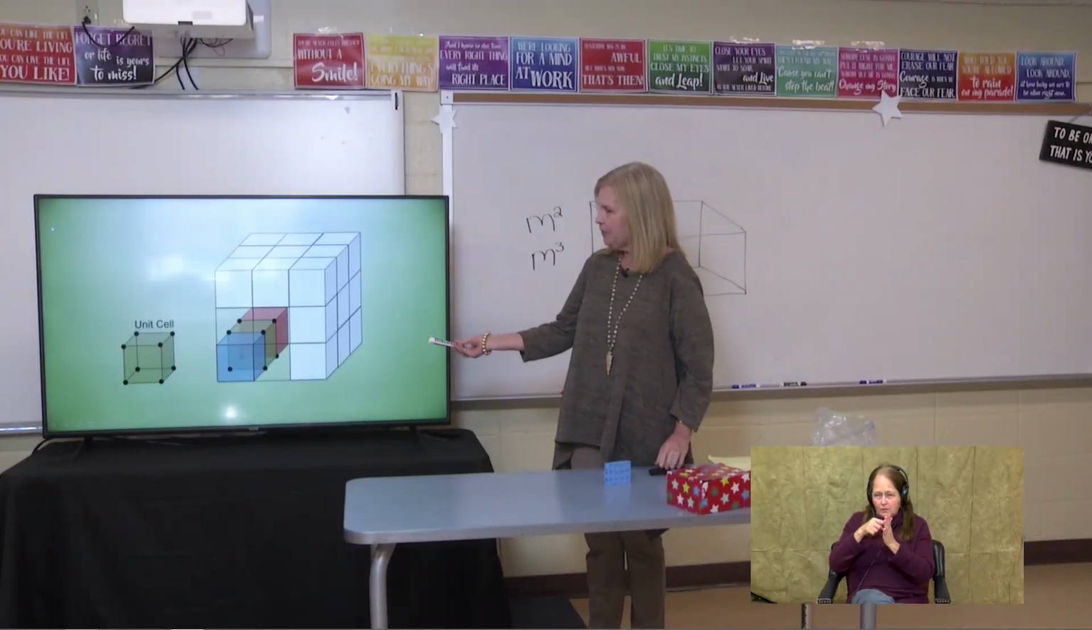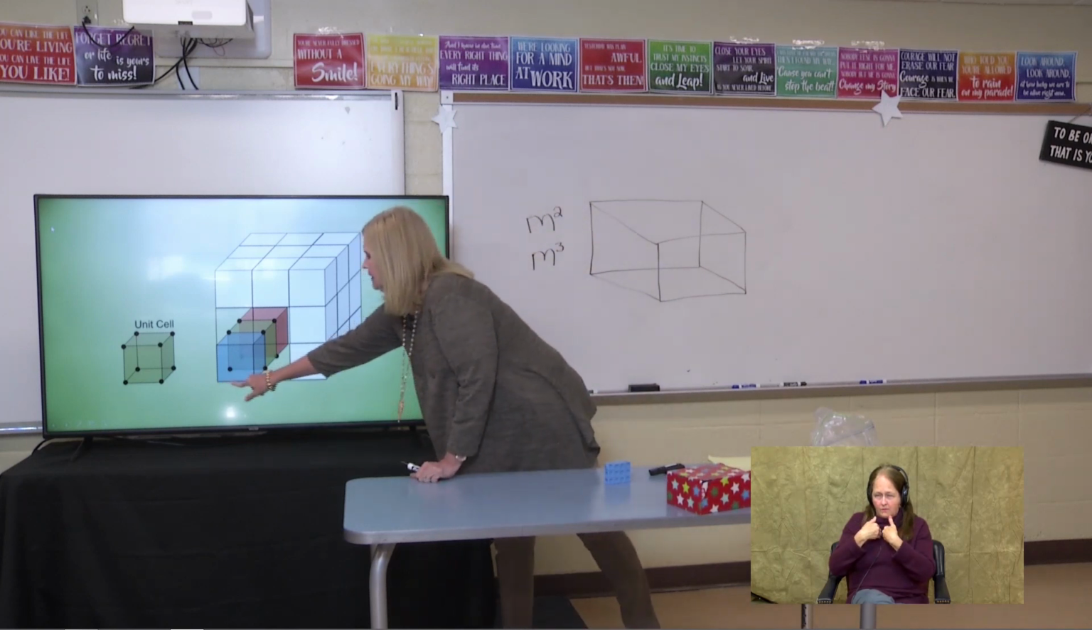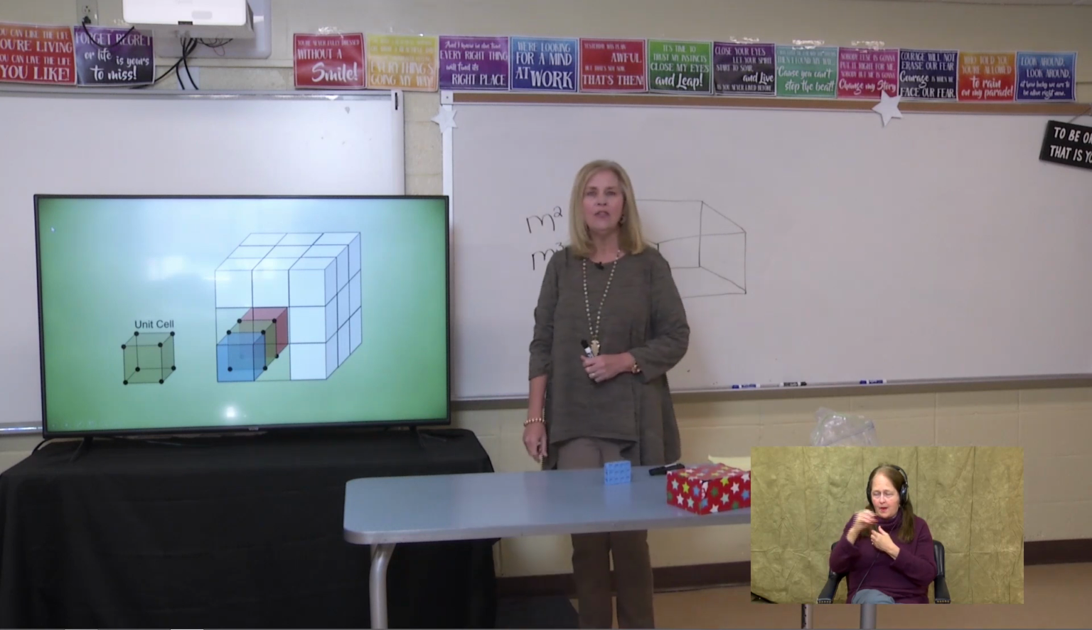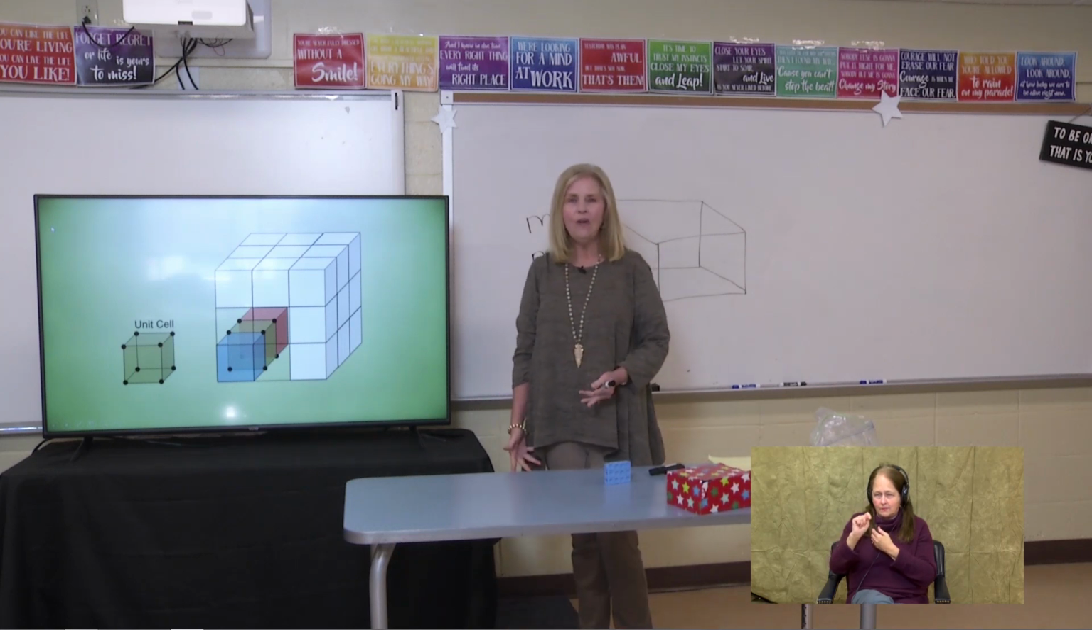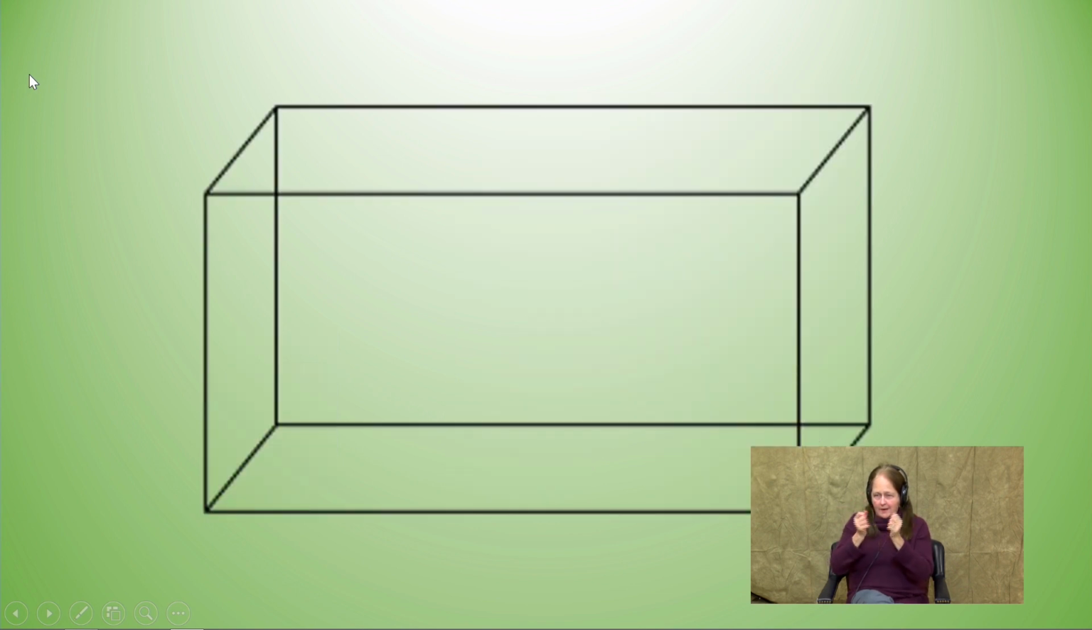This is an example. You have length, width, and height. So therefore, length, width, and height, 3 different things, so you're going to have to multiply them together. This is a rectangular prism. I want us to talk for a minute about the pieces of a rectangular prism.